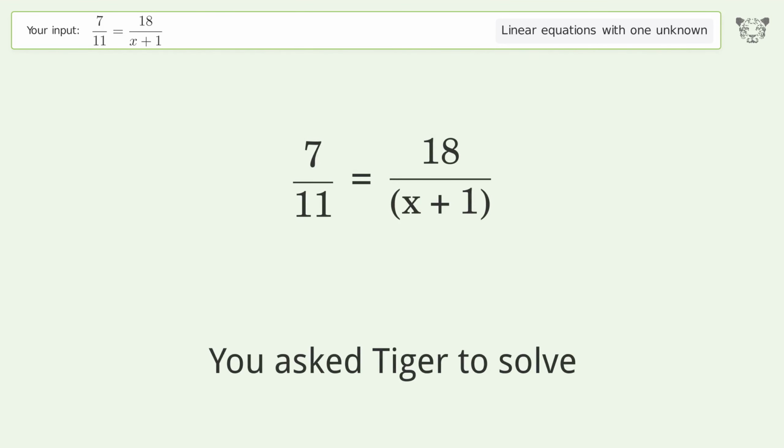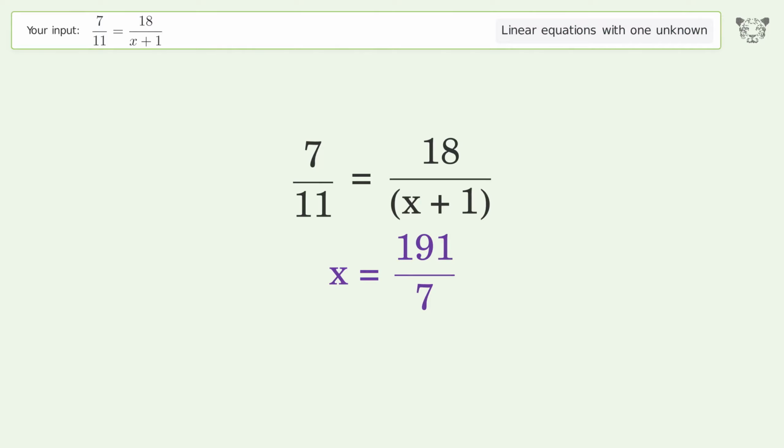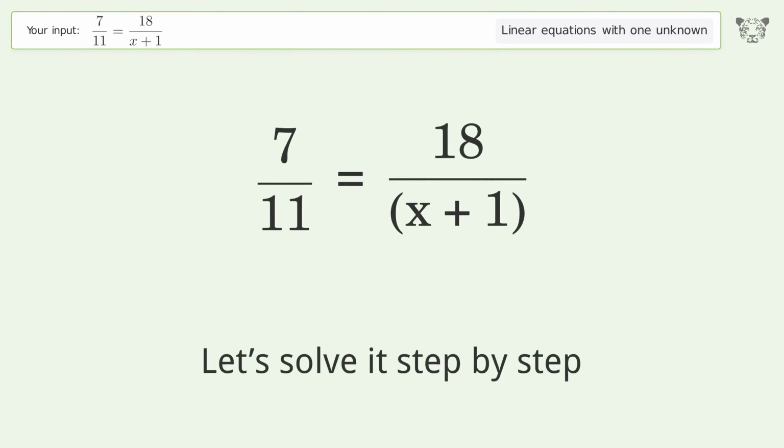You ask Tiger to solve. This deals with linear equations with one unknown. The final result is x equals 191/7. Let's solve it step by step.